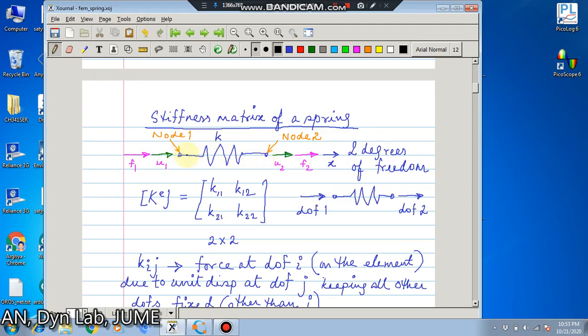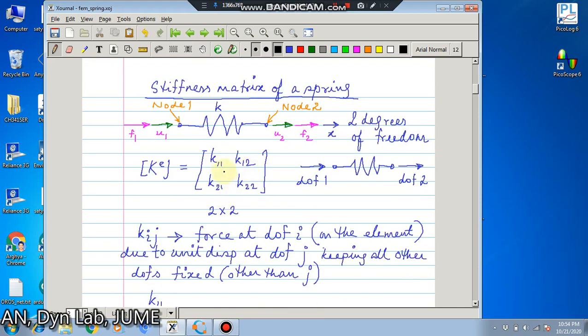These two ends of the spring are called the nodes of the spring. This is node 1 and this is node 2. Node 1 can move in this direction, so it has a single degree of freedom u1, and node 2 has a single degree of freedom u2. So we consider 2 degrees of freedom for this element, that is the movement of this node in the axial direction, and the movement of this node in this axial direction. This is a 2 degrees of freedom problem, and since this is a 2 degrees of freedom problem, the stiffness matrix will be 2 by 2 in size.